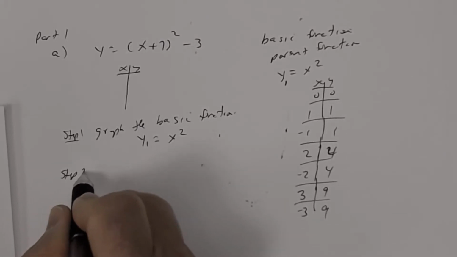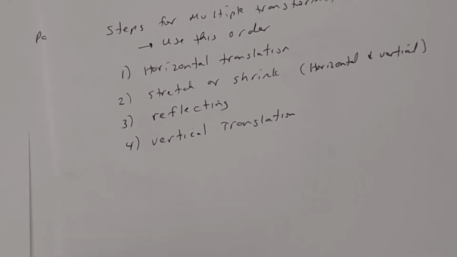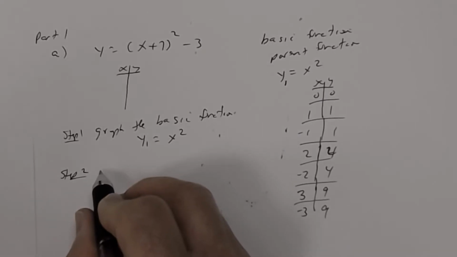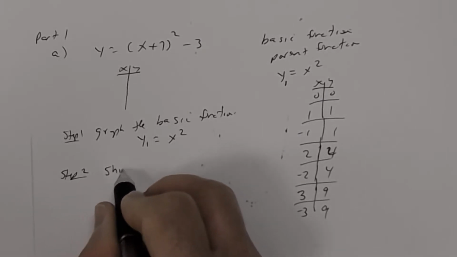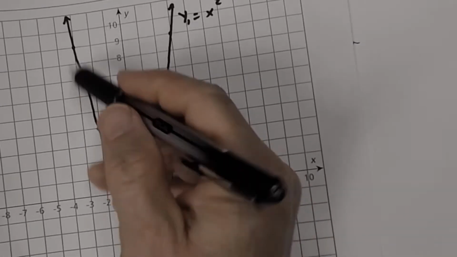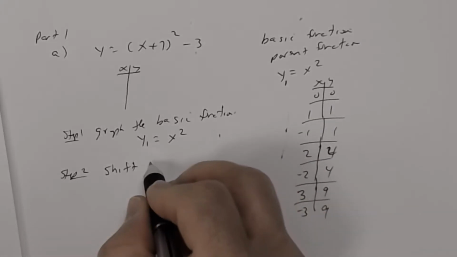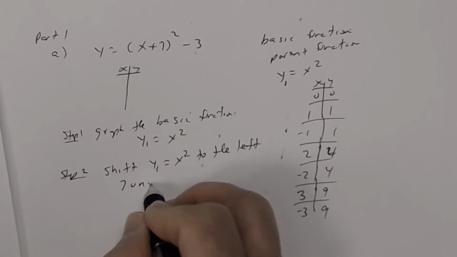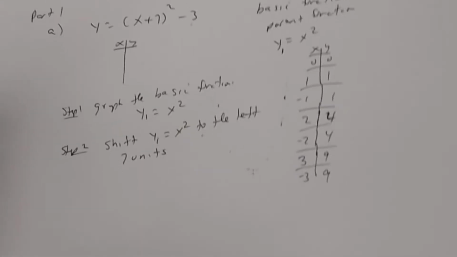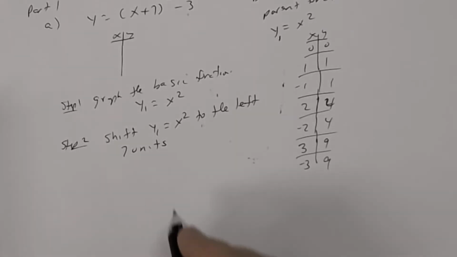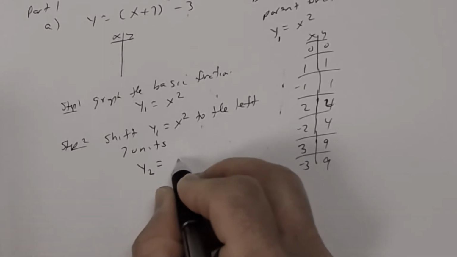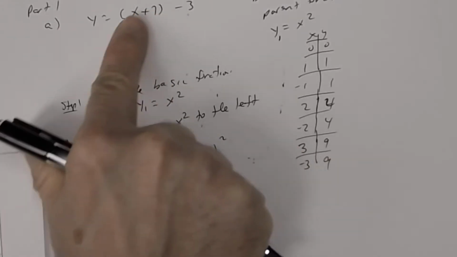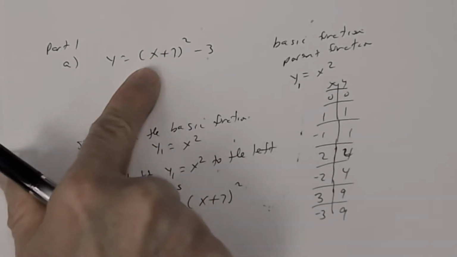Step 2 is where I start using these rules. So the horizontal translation, I have that. Now watch what I'm going to write. Step 2 says I'm going to shift this graph, which I called y1 equal x squared, to the left 7 units. Now I need for you to tell me what equation that represents. So that equation is now this: y2 is going to equal (x plus 7) squared. And so that's what I'm graphing next. I'm graphing (x plus 7) squared. So I'm graphing this part right here. So that's my horizontal translation.